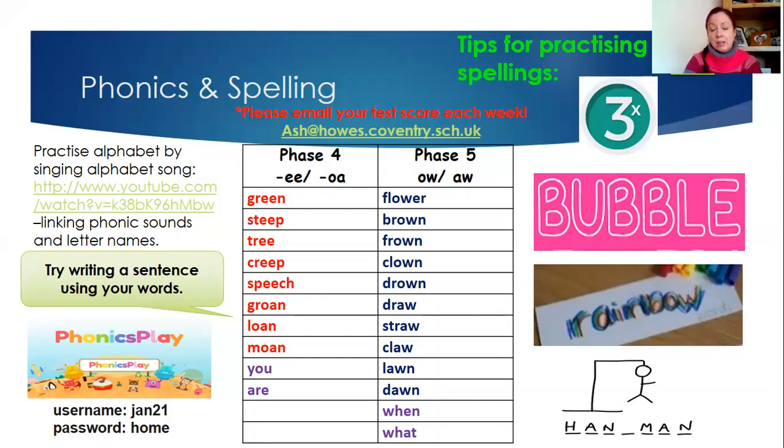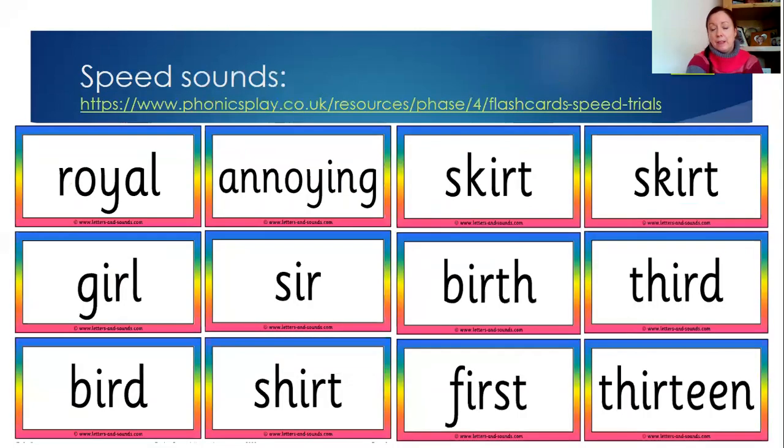By Friday then, you need to get somebody to test you on those spellings, and then you can email those scores through to me on the class email address, ash@house.coventry.sch.uk.